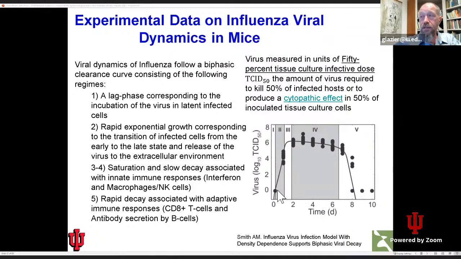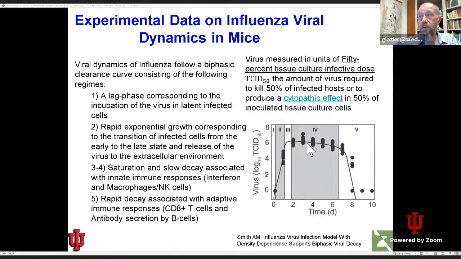So the initial lag phase, which we don't really see in this picture very well, maybe 6 hours of it, corresponds to the time it takes from the virus to get into the cells to the time the cells start producing and releasing virus. Then we see a period, this rapid exponential growth, when those infected cells are releasing virus into the medium and infecting other cells.